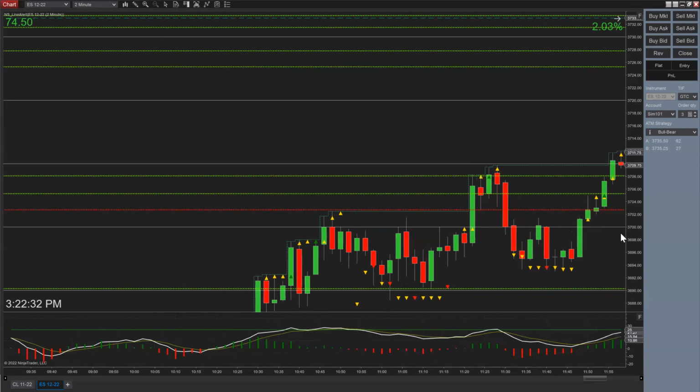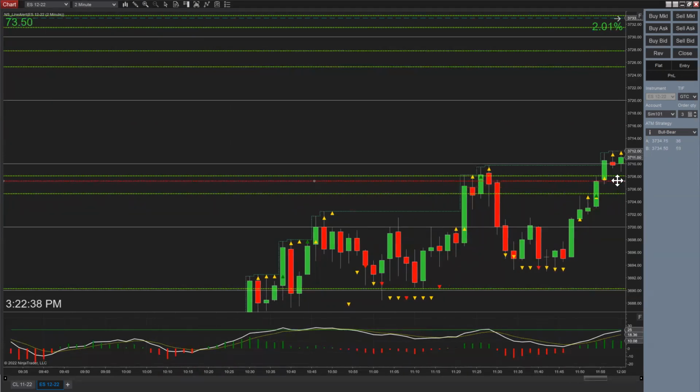This bar is closed? Not yet. It's closed. Move it here, 4 ticks below. This bar closed? Yes, it's closed. Move your stop loss here. And now you get stopped out.